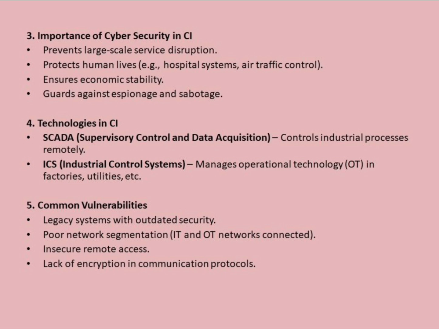Additionally, strong cybersecurity guards against espionage, where sensitive information is stolen, and sabotage, where systems are intentionally damaged to harm a nation. To operate securely, CI often relies on specialized technologies. SCADA, supervisory control and data acquisition, systems allow engineers to monitor and control industrial processes remotely, such as managing water treatment plants or electricity distribution. ICS, industrial control systems, focus on operational technology in factories, power stations, and utilities, ensuring that machinery runs safely and efficiently. Both SCADA and ICS are essential, but can become targets for cyber attacks if not well protected.